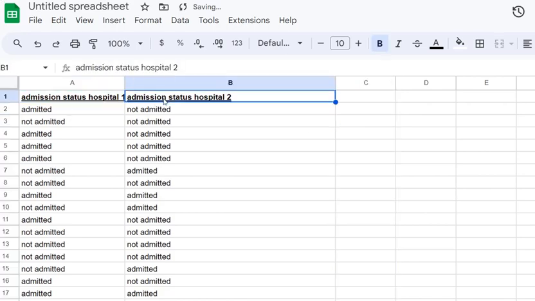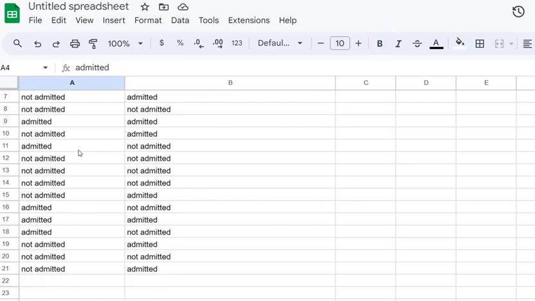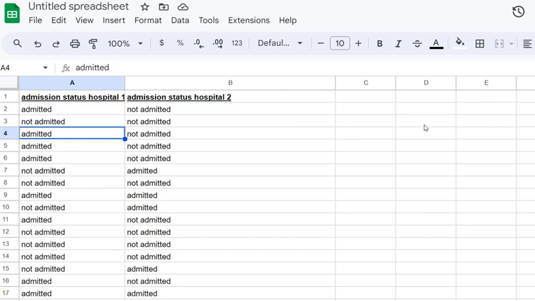Okay, so we got hospital 1, hospital 2. We're wondering if there's a difference in the proportion of patients that are admitted to the hospital. Maybe these are patients that come into the ER. But one thing we'd like to quickly do to start is to count up the number of admitted. This one you could do by hand because it's a small enough data set.